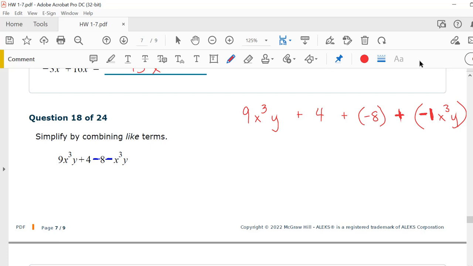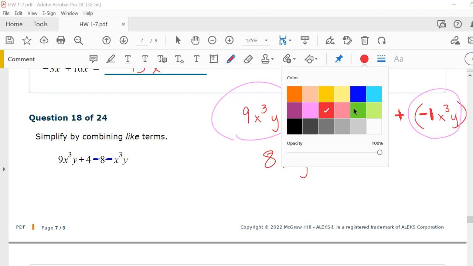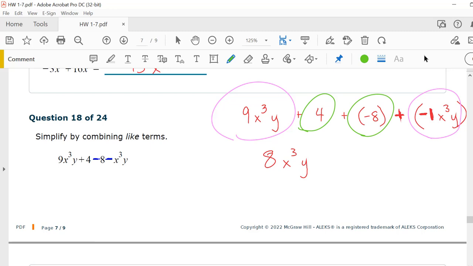All right, now different colored pens. I see an x cubed y and an x cubed y. What is 9 x cubed y plus negative 1 x cubed y going to give you? Well, 9 plus negative 1 is 8. So I have 8 x cubed y. Now, another set of like terms, I have 4 plus negative 8. 4 plus negative 8 is negative 4. So I have that plus negative 4. I could rewrite that as 8x cubed y minus 4. I could turn the plus negative into a minus.